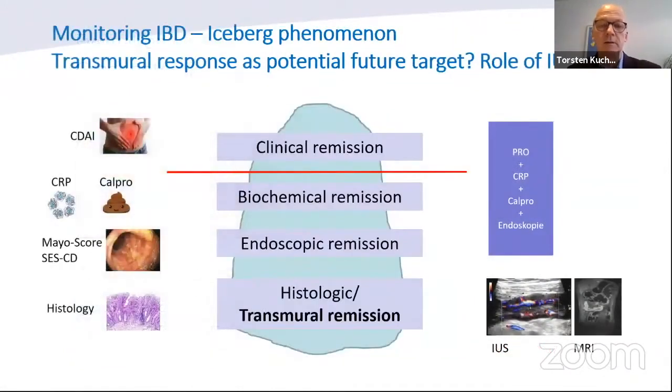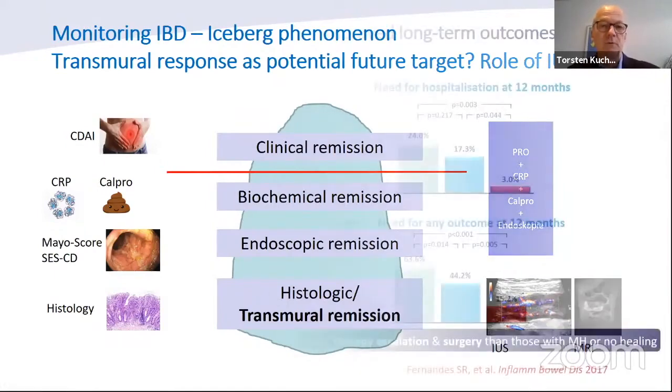We are all aware that this is some kind of iceberg phenomenon where we in the past just looked at clinical remission as clinical target, but now we are going deeper and looking for biochemical remission or endoscopic remission, mucosal healing, or even deeper in UC, looking at histologic remission or transmural remission in Crohn's disease. And intestinal ultrasound is the perfect methodology to determine transmural remission.